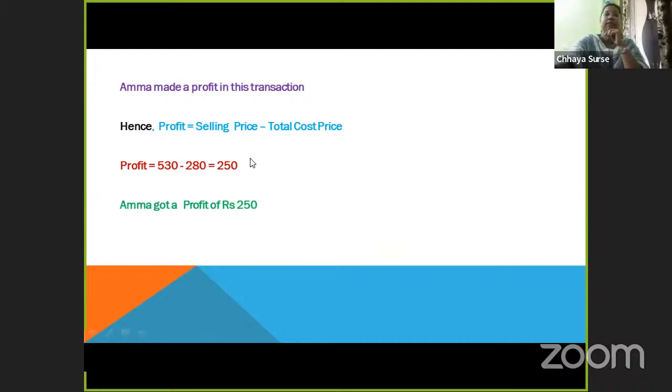Clear? So with the help of the formula, you have to learn this formula by heart: profit equals selling price minus total cost price.